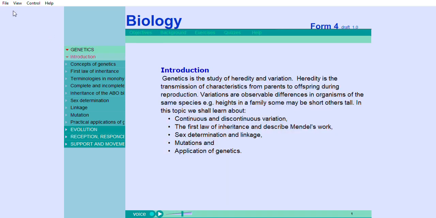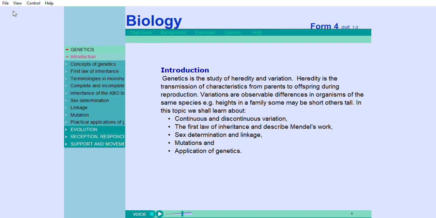Introduction. Genetics is the study of heredity and variation. Heredity is the transmission of characteristics from parents to offspring during reproduction. Variations are observable differences in organisms of the same species. For example, heights in a family, some may be short, others tall.